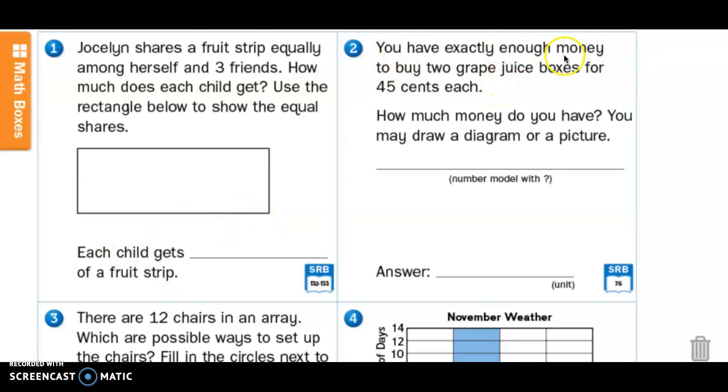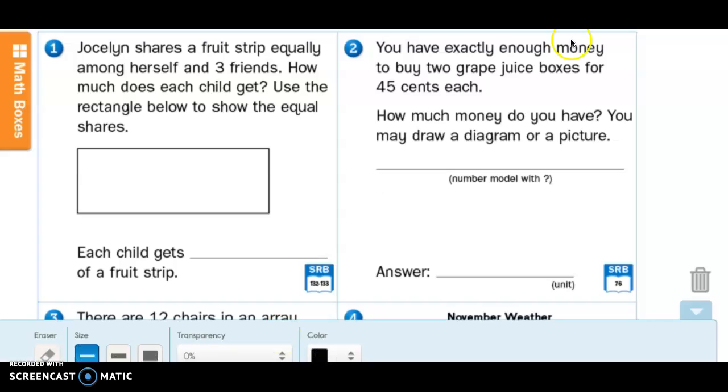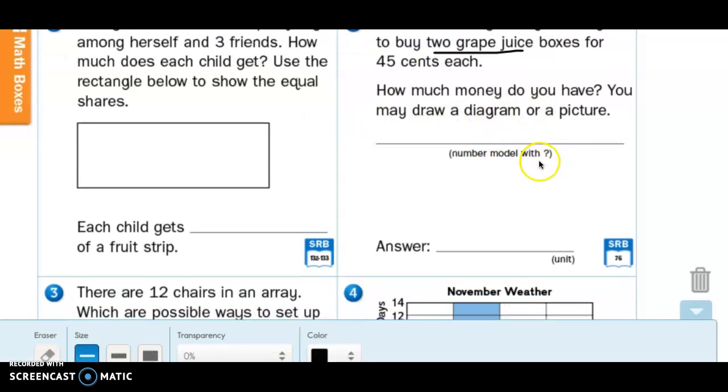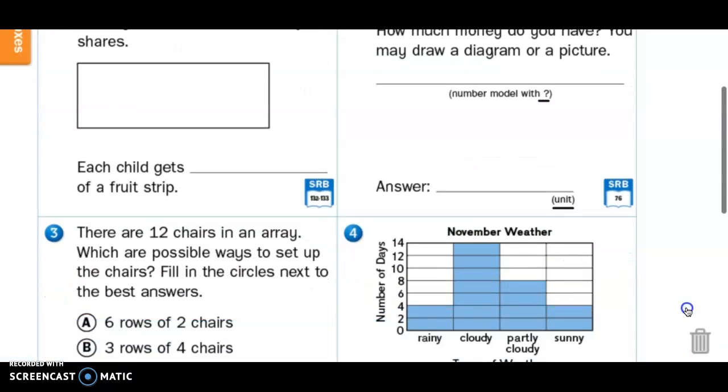Number 2, you have exactly enough money to buy 2 grape juice boxes for 45 cents each. How much money do you have? You may draw a picture or a diagram. I recommend drawing a picture. 1 grape juice box equals 45 cents, but we have 2 grape juice boxes. Number model with a question mark, then you write your answer with the unit or the label.